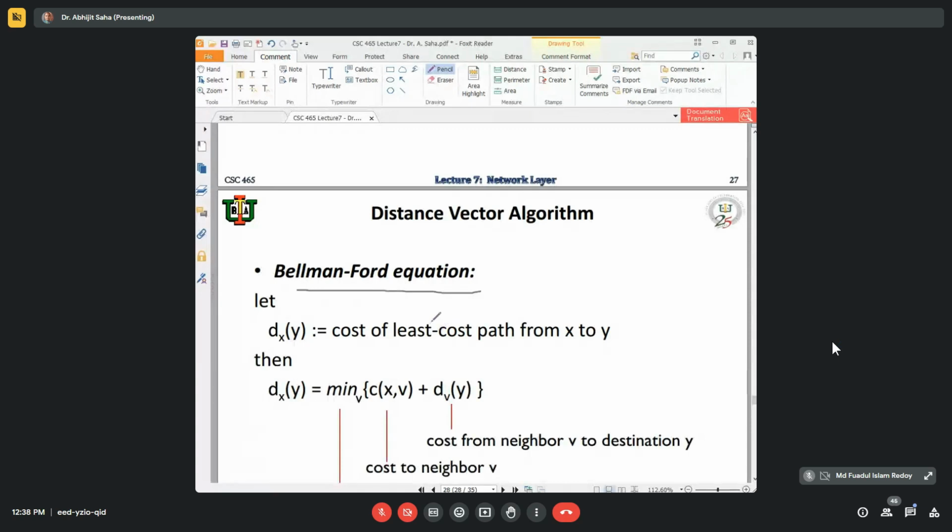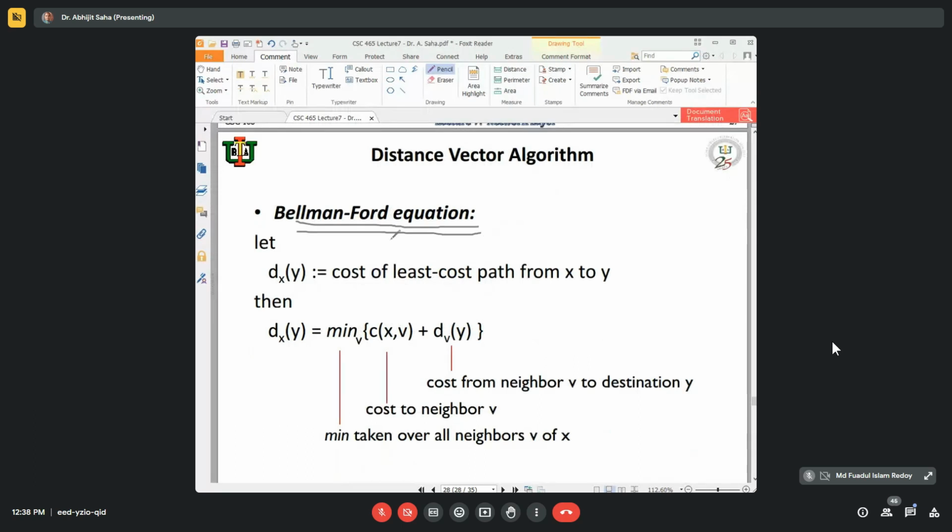In the case of the distance vector algorithm, the Bellman-Ford algorithm, you need to understand this equation. If you understand this equation, things are going to be easy to understand. Here x is your source and y is your destination. It says the cost of the least cost path from x to y. So if you want to find the least cost path from source to destination, the formula is this one.